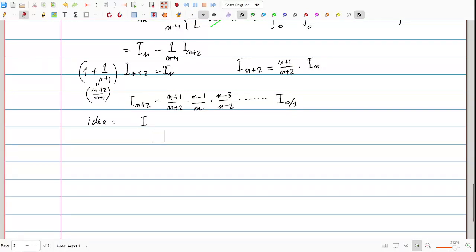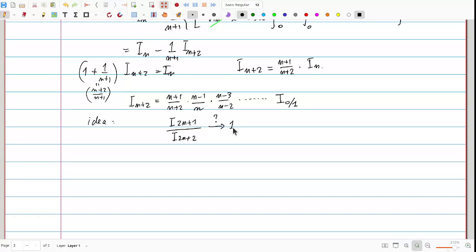So let's say, I_{2n+2}, a general even term, divided by I_{2n+1}, or make it the reverse, an odd term divided by the next even term. We are going to prove that this goes to 1.